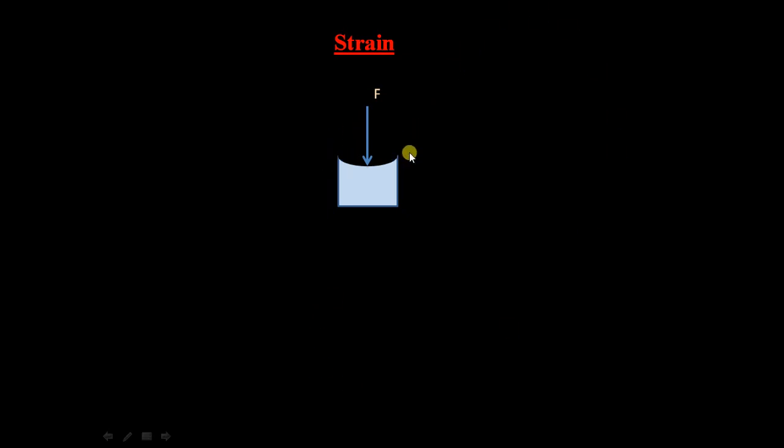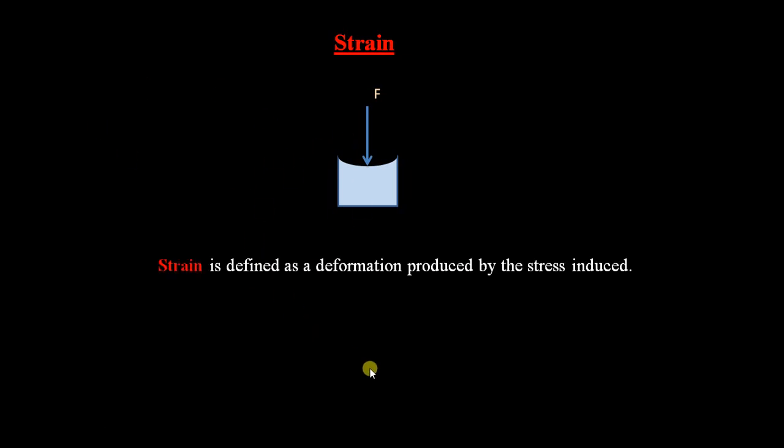That means strain is the deformation produced by the force, or we can say strain is the deformation produced by the stress developed inside the body. Why are we considering stress? Whenever we apply the load over the body, a stress is taking place, and due to that stress the deformation takes place. So that is why strain is the deformation produced by the stress. So the definition we can give: strain is defined as the deformation produced by the stress.